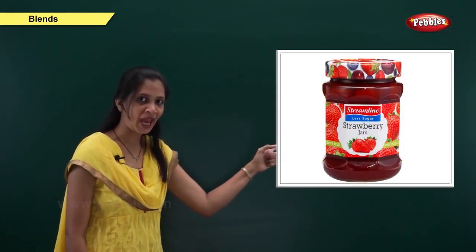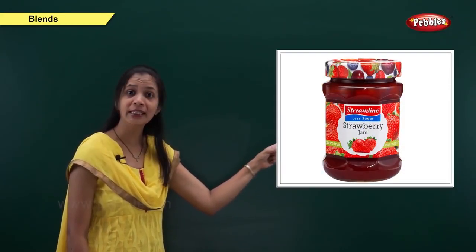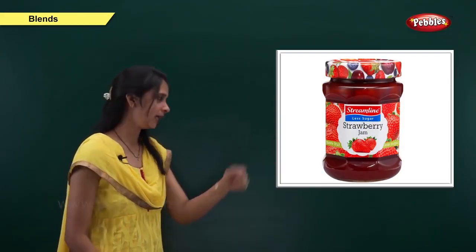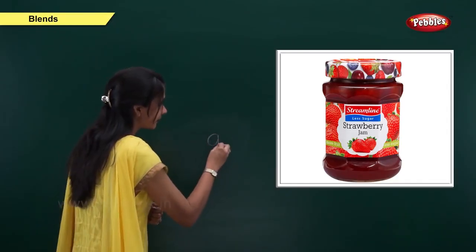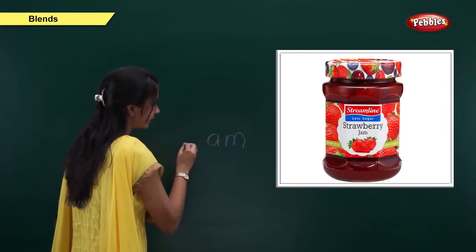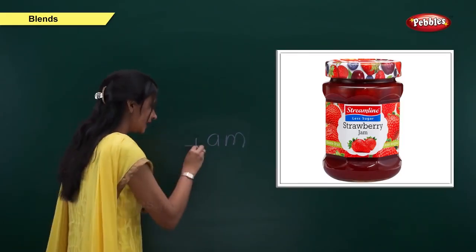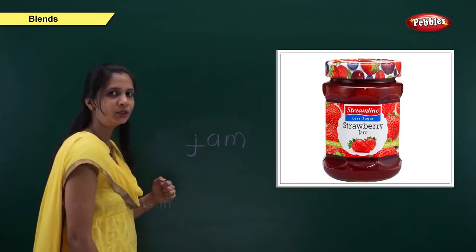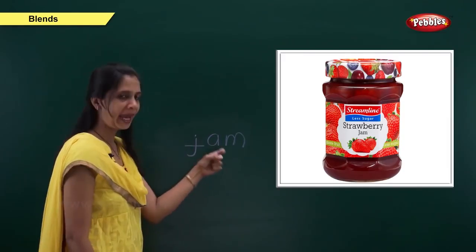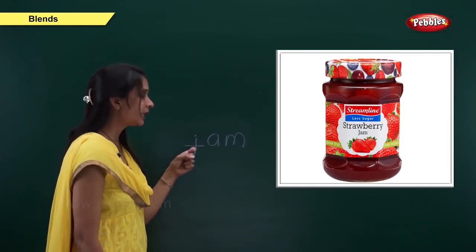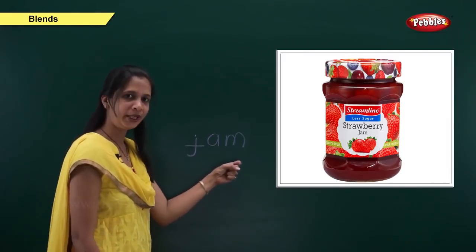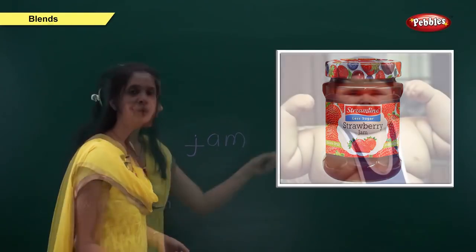Yes, it is jam. So beginning sound of it? J. Okay. So here it is J. It means J. Yes. J says J. Okay. So J-A-M. Jam. J-A-M. Jam. Okay. Now next one.